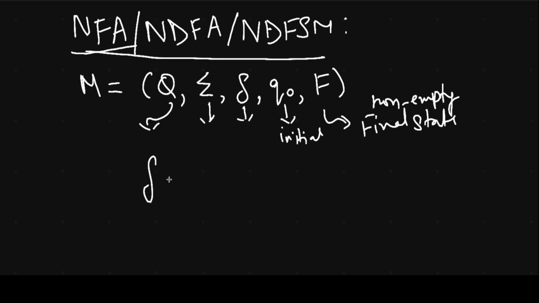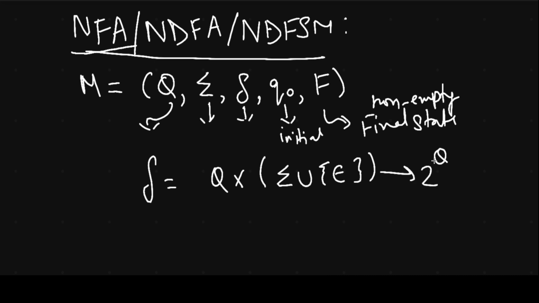So here our transition function will be described as Q into sigma union epsilon. This gives 2 power Q, where 2 power Q is the power set of Q or the set of all subsets of Q.